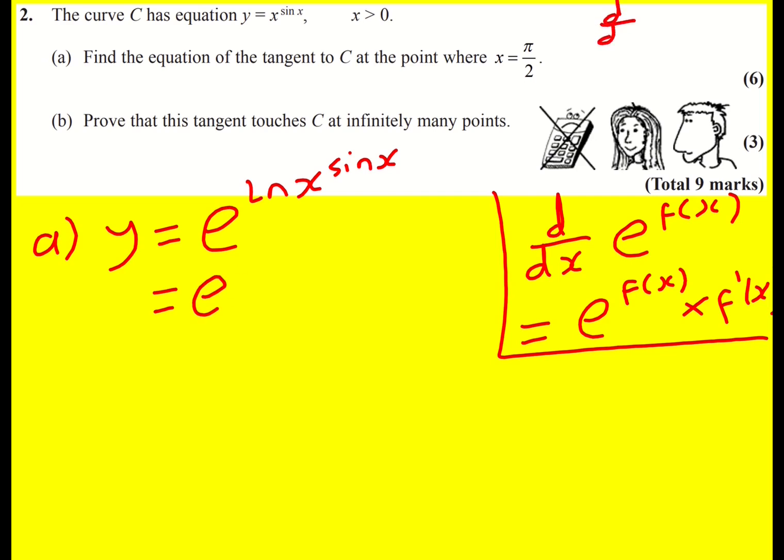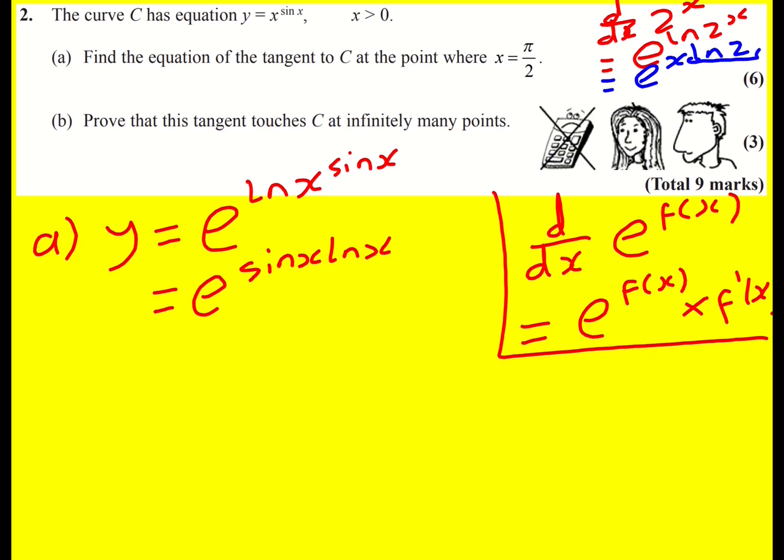Like if you wanted to differentiate 2 to the x, and you couldn't quite remember the rules, you would deal with it exactly like that. You would write it as e to the ln of 2 to the x first. And then the next step is to use the third rule of logs and bring it down. So it's e to the sine x ln x. And this one here would be e to the x ln 2, which is very similar to e to the kx. It's just that k is equal to ln 2. That's how you deal with those.